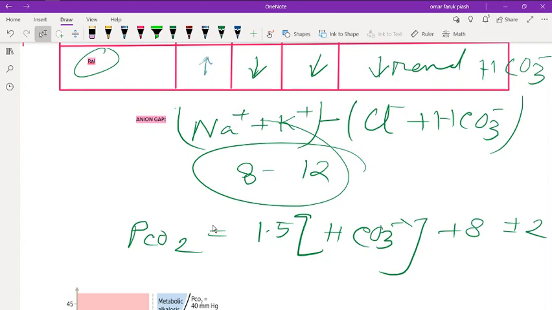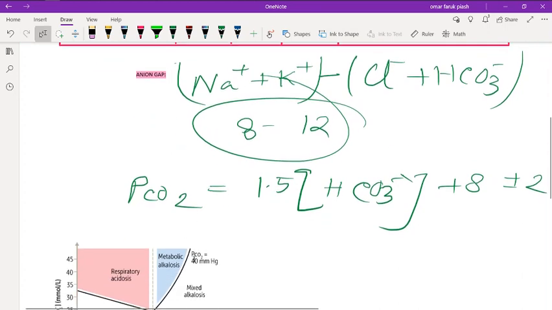So when measured is more, that is acidosis. When measured is less, that is alkalosis. You have to remember this Winter's formula, in the winter season.